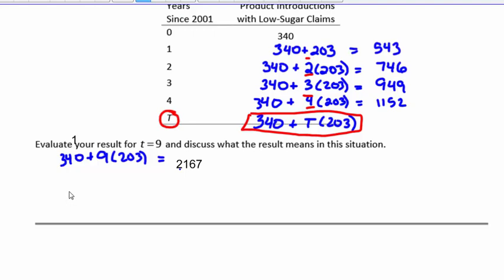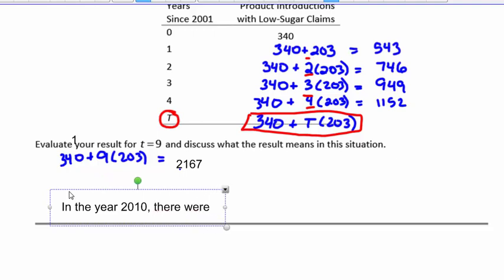Alright, so the result means that T is 9, so it's 9 years since 2001. So that's going to be in the year 2010, 9 years since 2001. And T equals 9 gives us the result 2,167. So that means that there were 2,167 product introductions with low sugar claims.